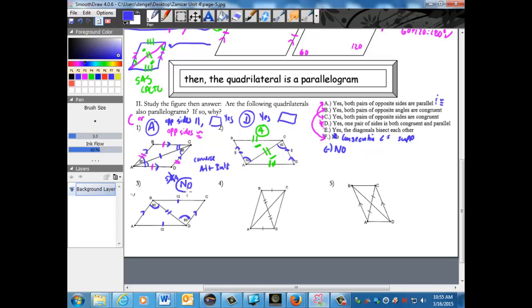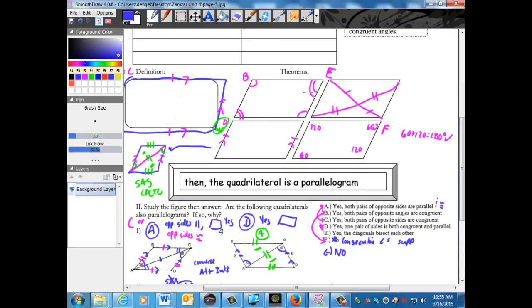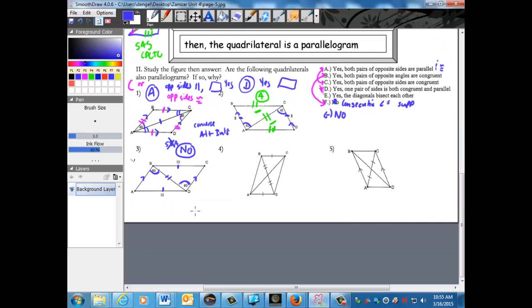This is a no. Okay, I don't have anything up here with A, B, C, D, and E that looks like what I've drawn here. It's close, it's very similar, but it's not the same.